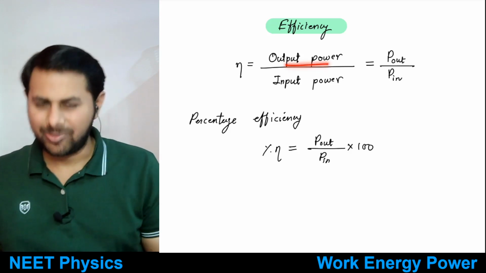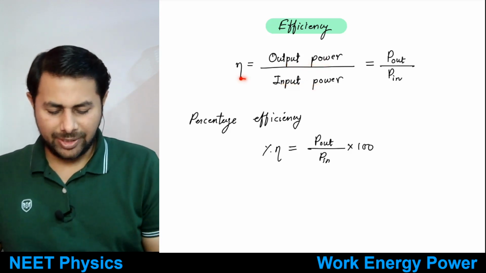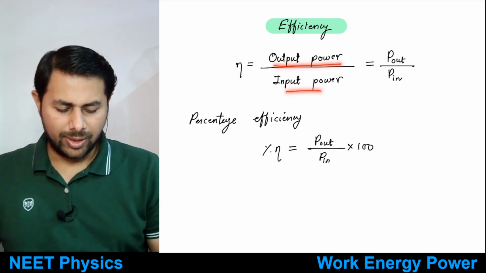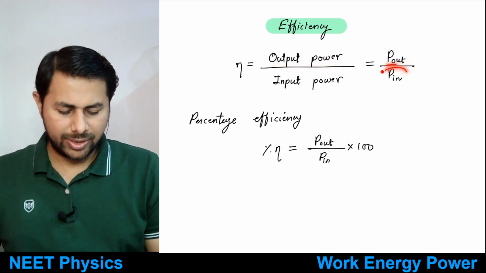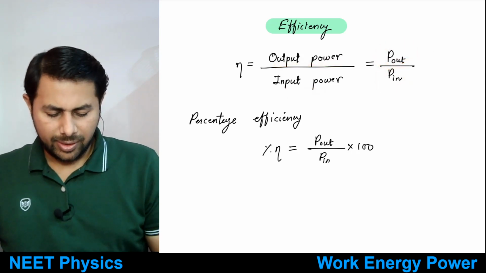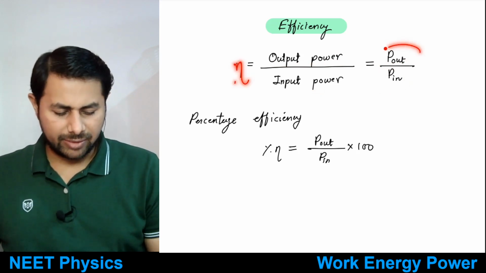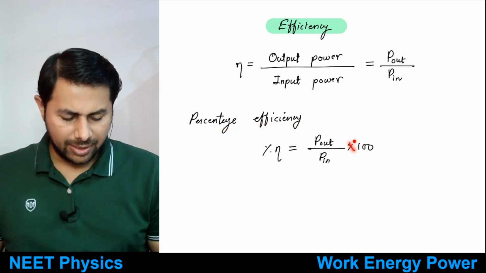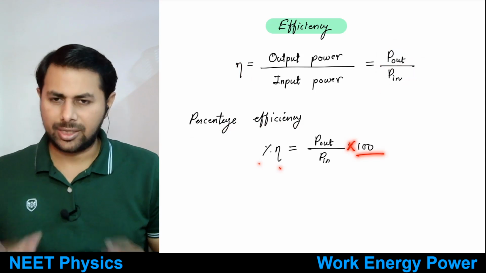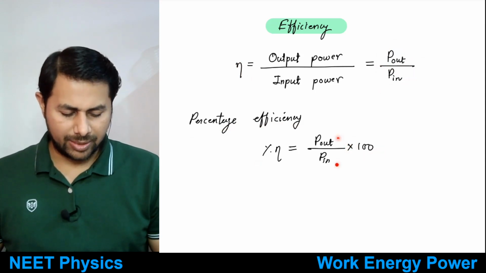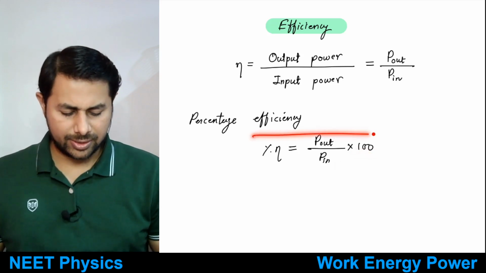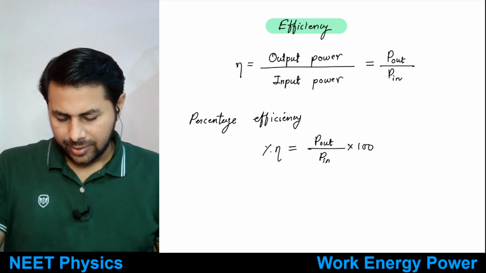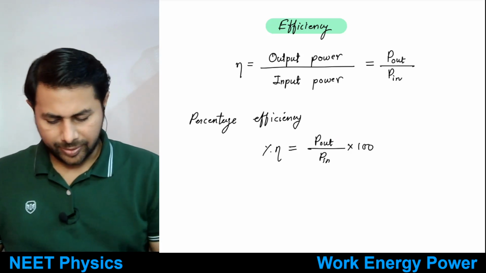That is just output power divided by input power, we can say. Efficiency in terms of work done is output power divided by input power. So we can write output power as P out, input power as P in. Efficiency is denoted by eta. Eta is just equal to output power divided by input power. Percentage efficiency is just eta multiplied by 100, so it is output power upon input power multiplied by 100. So this is one definition that we need to remember, right? Now let's solve some problems based upon this.